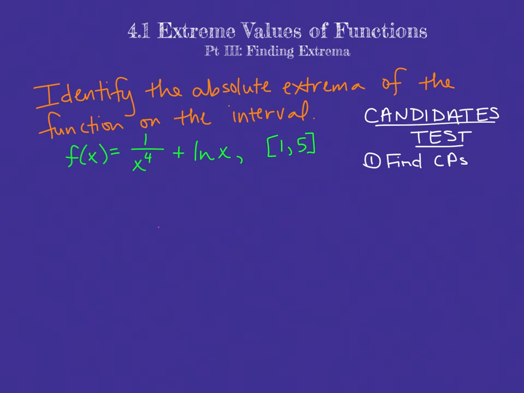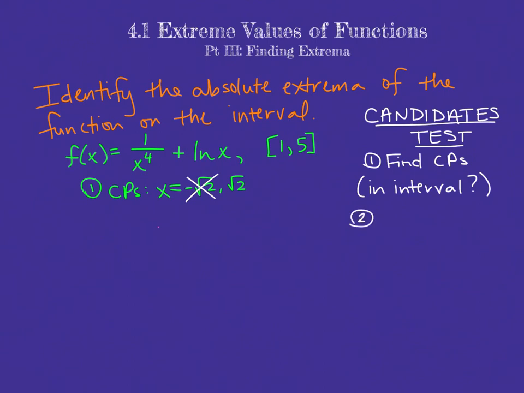In that video, we found our critical points to be x equals negative the square root of 2 and positive the square root of 2. Of course, these critical points don't mean much if they're not in our interval. So we want to see if our critical points are in the interval from 1 to 5. Well, the square root of 2 is slightly larger than 1, so the square root of 2 is in the interval. However, negative numbers are not a part of this interval, so negative square root of 2 is not in the interval. Therefore, the only critical point that is a candidate would be positive square root of 2.